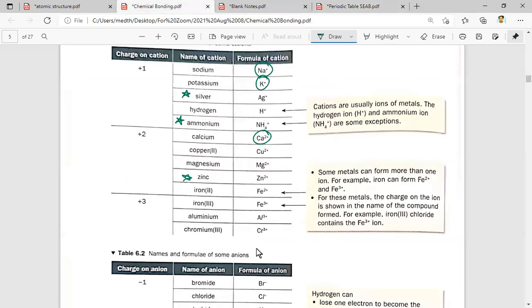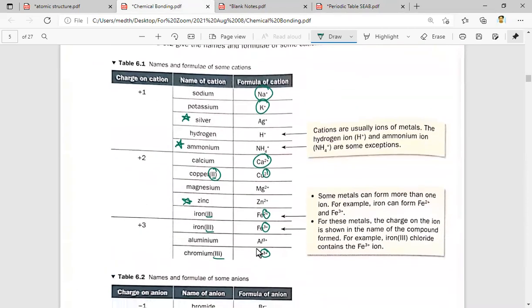Now, how about the rest? The rest of it, copper, can you see there's a 2 here? That's why it's a 2 plus. Iron 2, 2 plus. Iron 3, 3 plus. Chromium 3, 3 plus. So if you're lucky to have this, these Roman numerals actually tell you what is the charge of the ions.